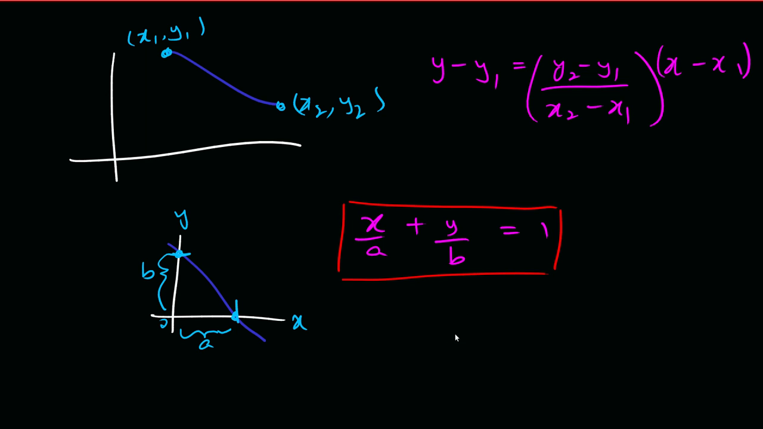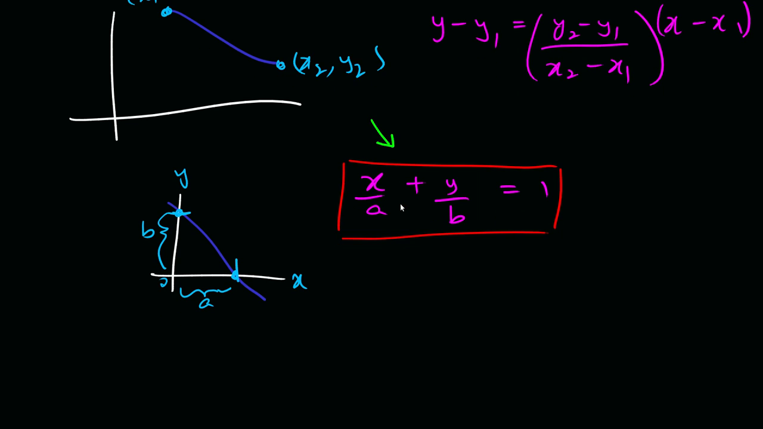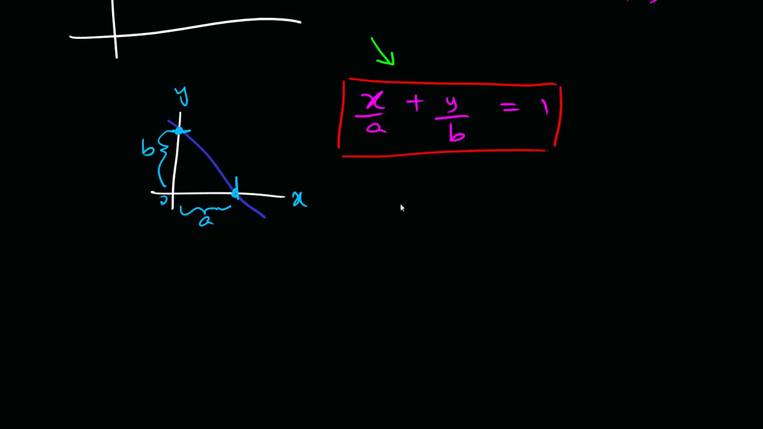You can also do it the other way around. If you are given the equation, you can find the sketch of the line. That is, the given equation should be written in the form of x by a plus y by b is equal to 1. Then by equating the coefficient of x, we can get a, and then by equating the coefficient of y, we can get b.